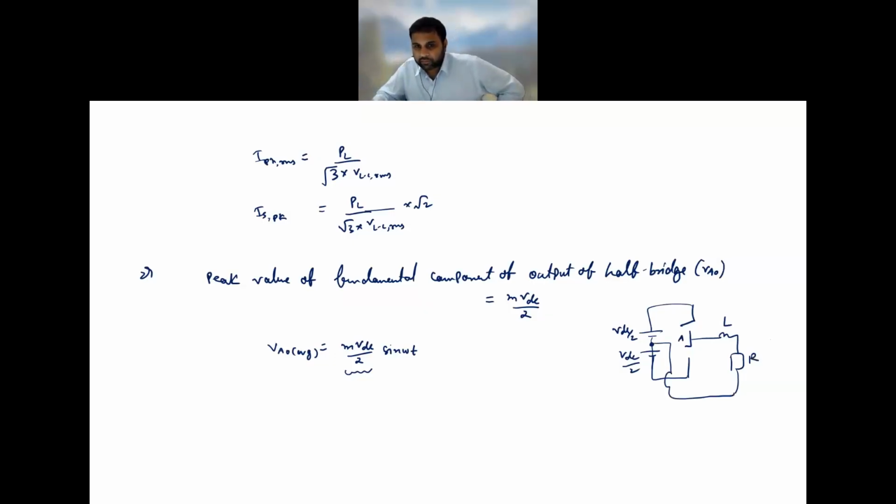So you can easily calculate once you know the peak value of that, and if you know the DC link, you can calculate the modulation index. If different RMS values are asked in the question, you can use this expression to derive the modulation index value. So using this you can calculate the M value.